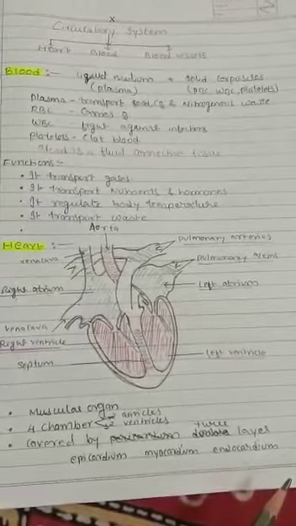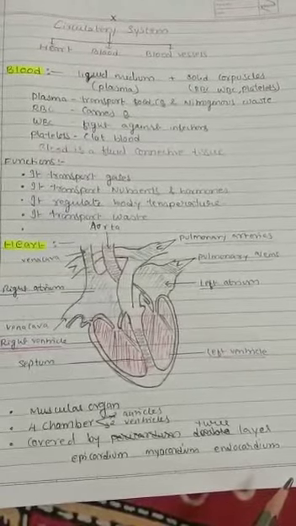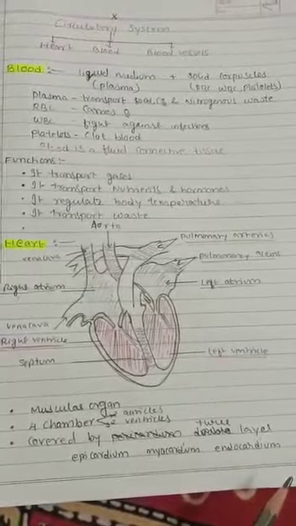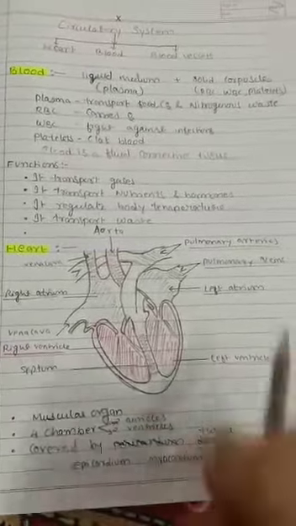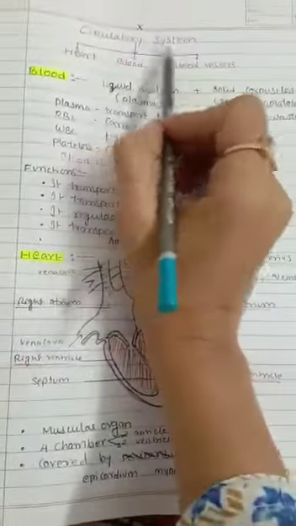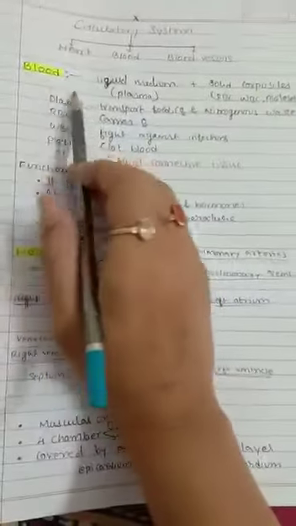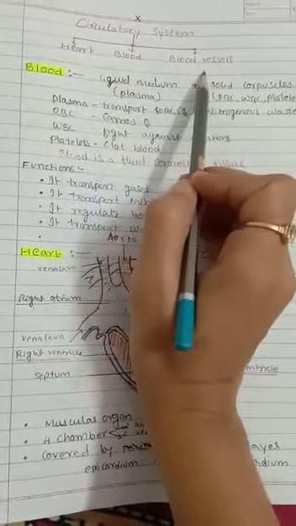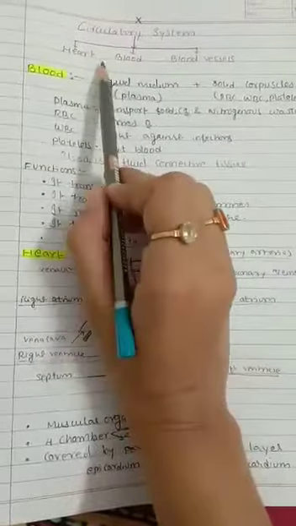Now this food and energy both are required to be transported to each and every cell of our body. For that, in our body we have the circulatory system. The circulatory system is made up of heart, blood and blood vessels. So let us see first.